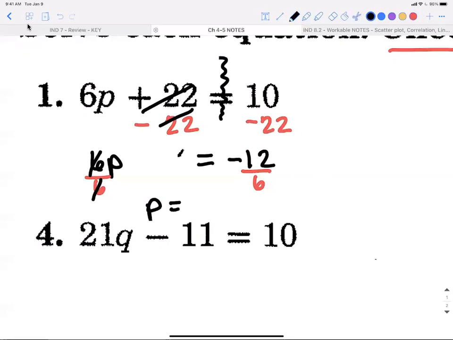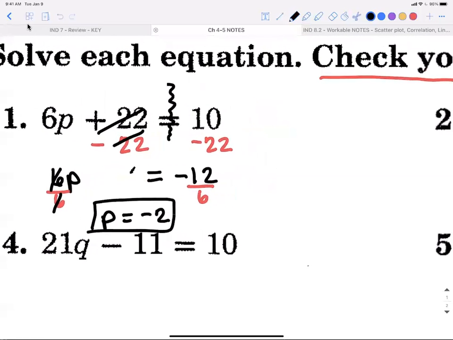And then on the other side, now we've got to switch our brains to multiplication rules. We've got a negative 12 divided by a positive 6, which is negative 2. That's your answer. Now we check it, right? Because with every problem, we have to check it.